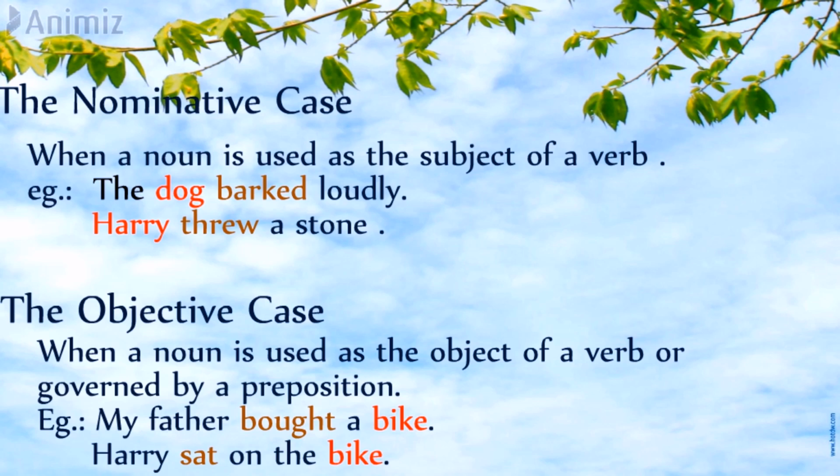Next example, Harry sat on the bike. In this sentence, the verb is sat and after that we have a preposition, on. So, the object bike is governed by the preposition on. Bike is objective case.